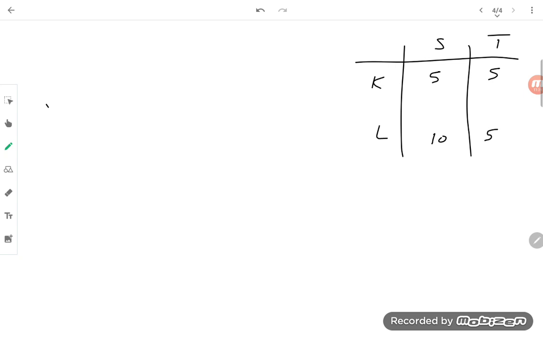This is the quantity of labor and the capital required to produce a single unit of soybeans and a single unit of textile. Say, for example, the production of soybeans requires 5 units of capital and 10 units of labor. And the production of textile requires 5 units of labor and 5 units of capital.